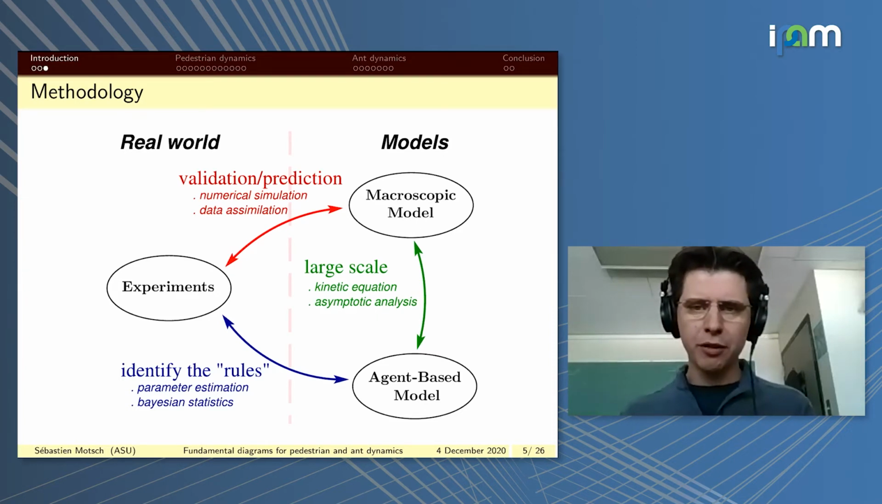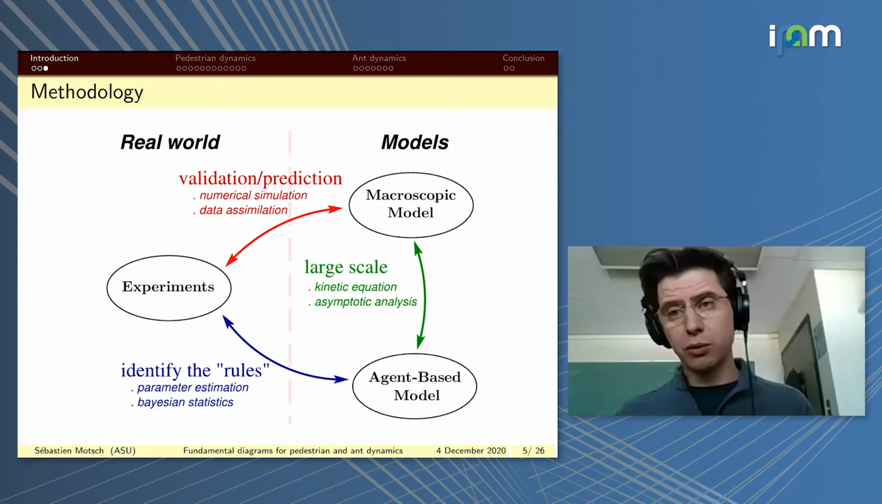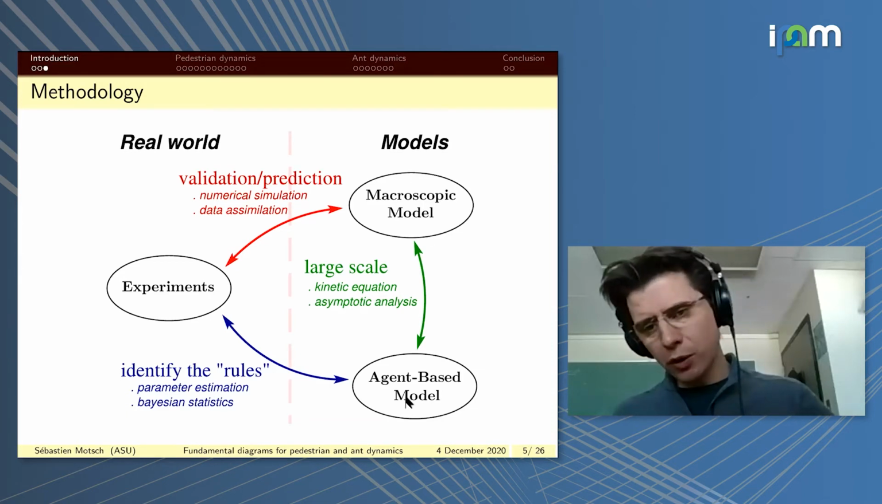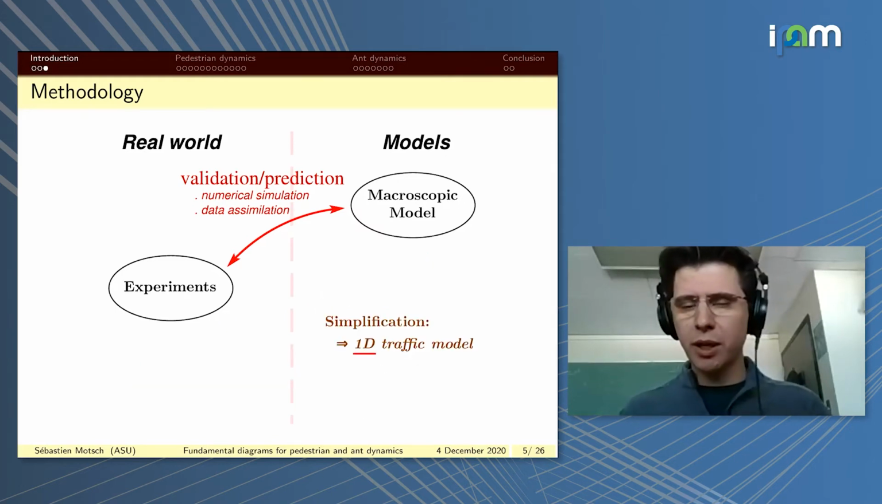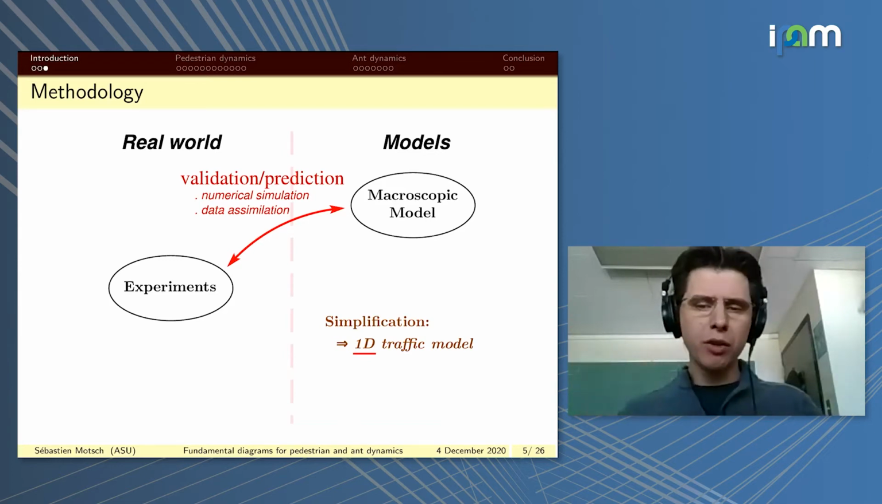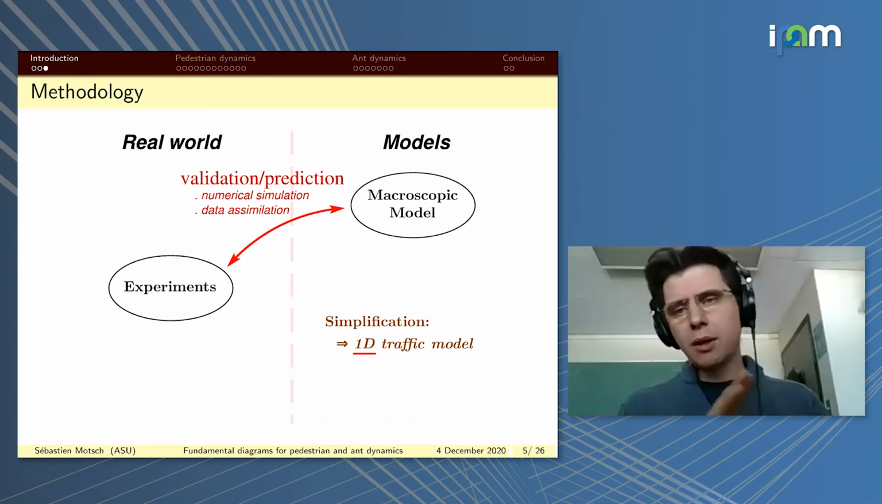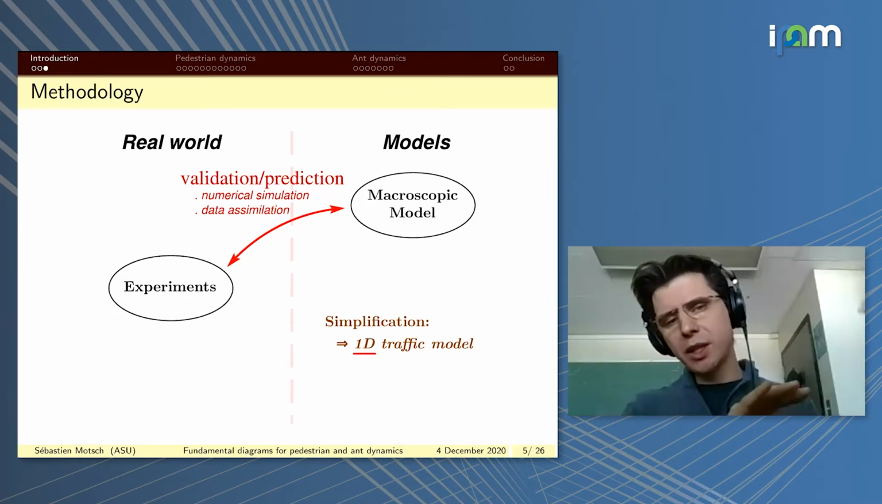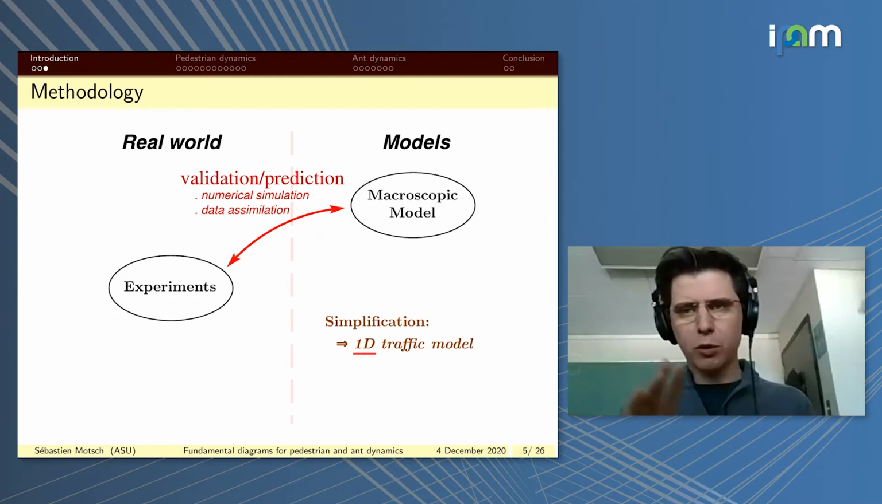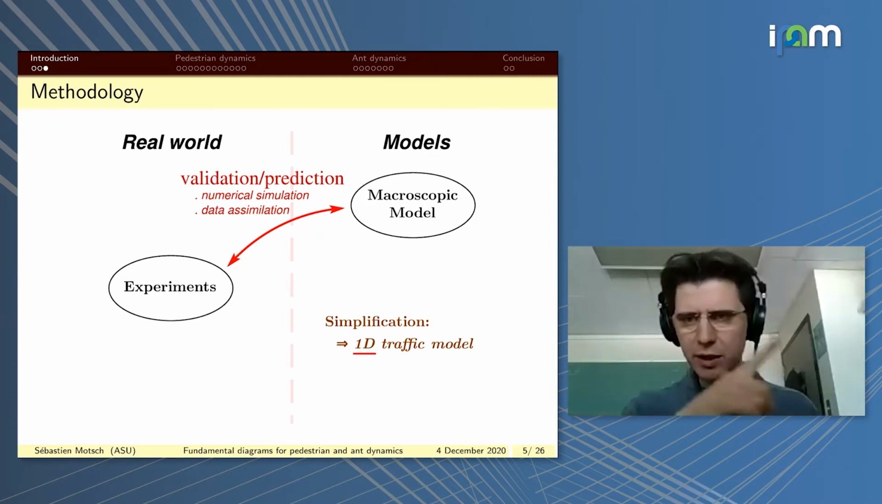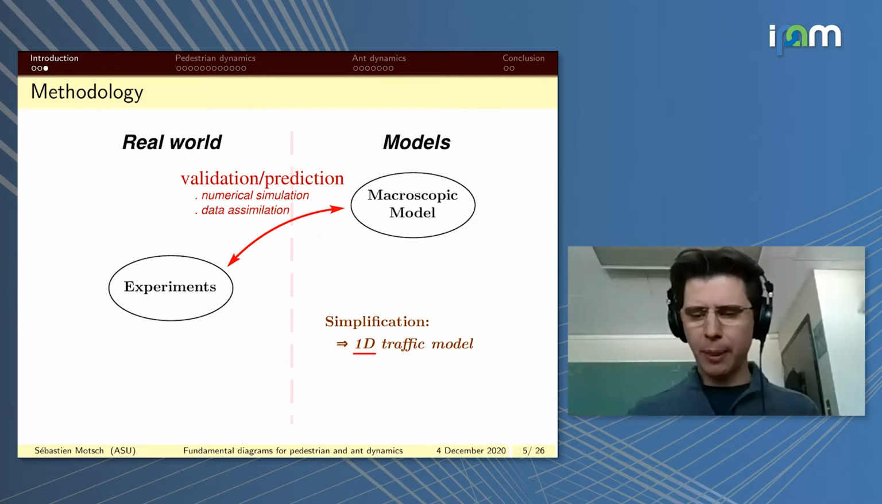Here it's going to be a little bit different because it's just going to be traffic. So we're going to almost skip this step of going to an agent-based model. What we're going to do directly is try to link experiments with a macroscopic model. And we can do that here because, and I'm going to discuss more about that, it's 1D, so we can go directly from experiment to macroscopic model without necessarily going to this kinetic formulation, etc.